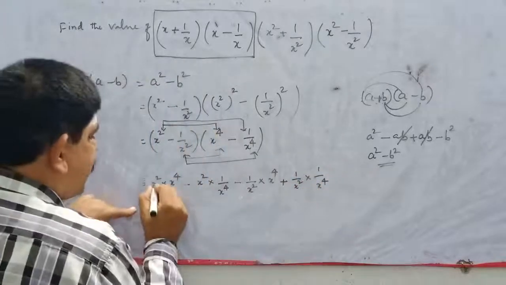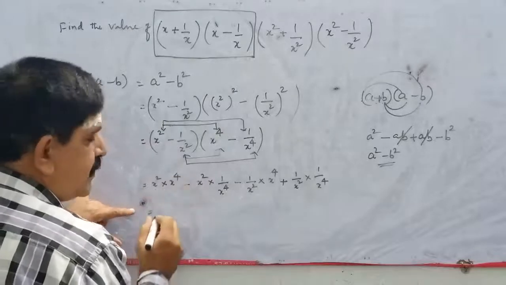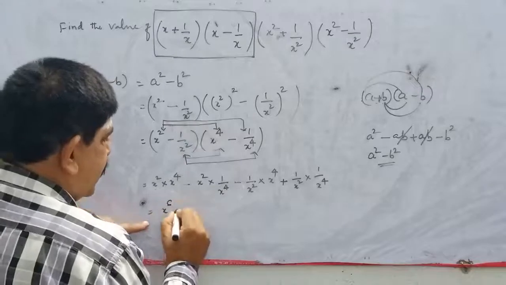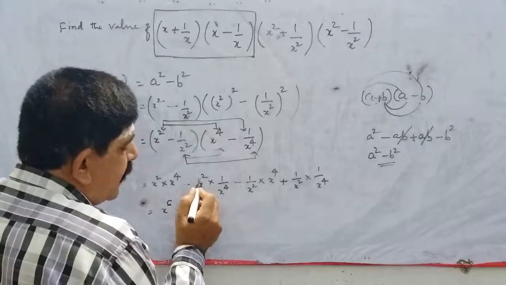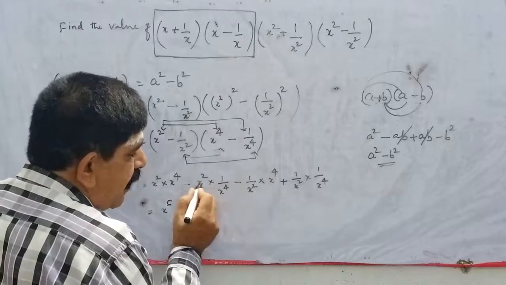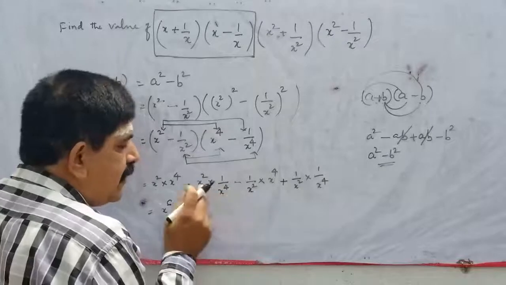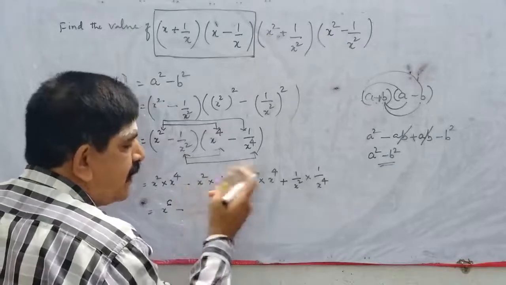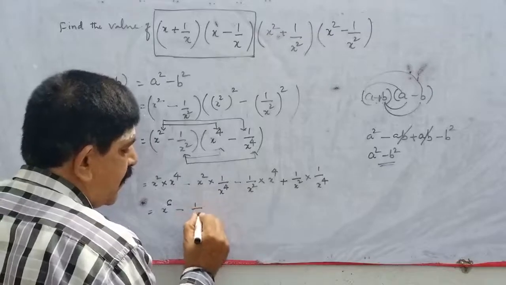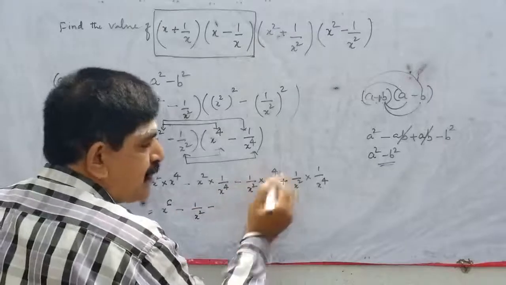Now x square into x to the power of 4 is, when bases are equal, add the powers. So x square into x to the power of 4 is x to the power of 6. Minus, here x square into 1 by x to the power of 4. Here how many x terms? 2 x terms in the numerator, 4 x terms in the denominator. So 2 x terms get cancelled, and the remainder is 2 x terms in the denominator. So this can be written as 1 by x square. Minus 1 by x square into x to the power of 4.